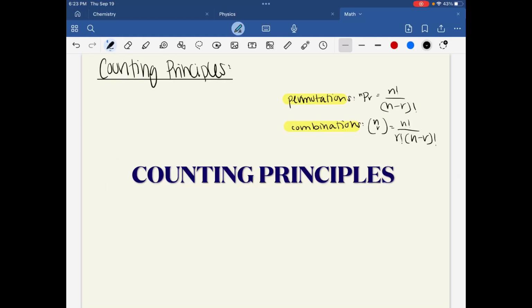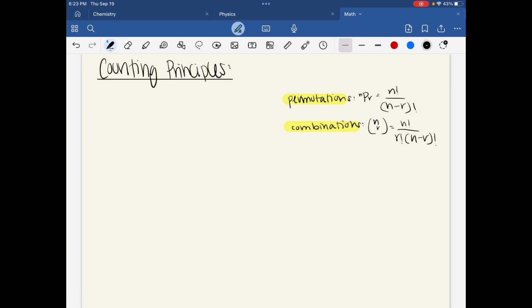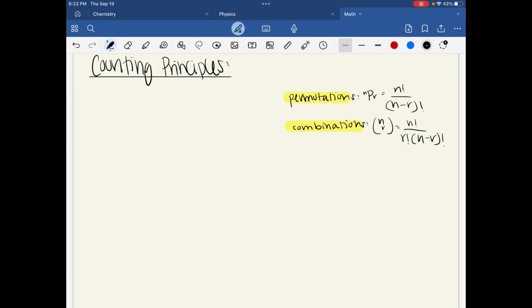Okay, so counting principles. There are actually two main factors, which, as you can see to the right here, are permutations and combinations. So let's start off. Say there is 1, 2, 3. How many different ways can you arrange these?